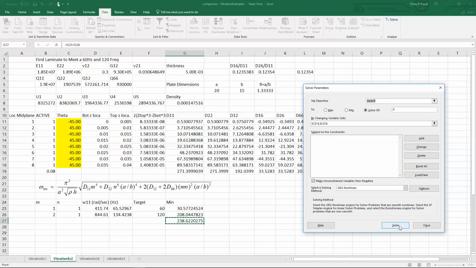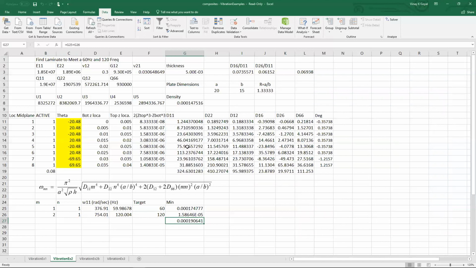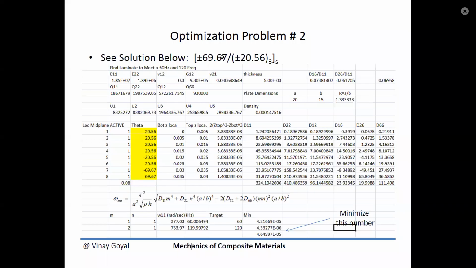So let's hit the solve command, and what we get is that, yes, I was able to get the frequencies at 60 and 120 for the first 2, and the ply angles I need, this is the ply stacking sequence that can make that happen. So this is how you will deal with this particular problem. And so here is a solution to the ply stacking sequence that Excel has come up with. This is your ply stacking sequence and it minimizes that error. And so we're able to get to a reasonable solution here.